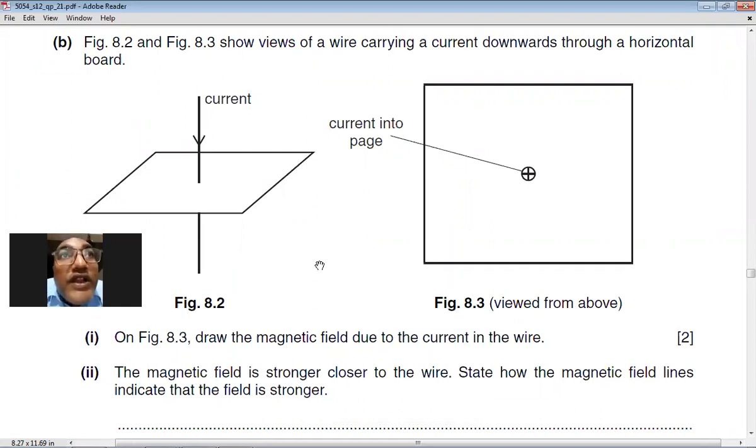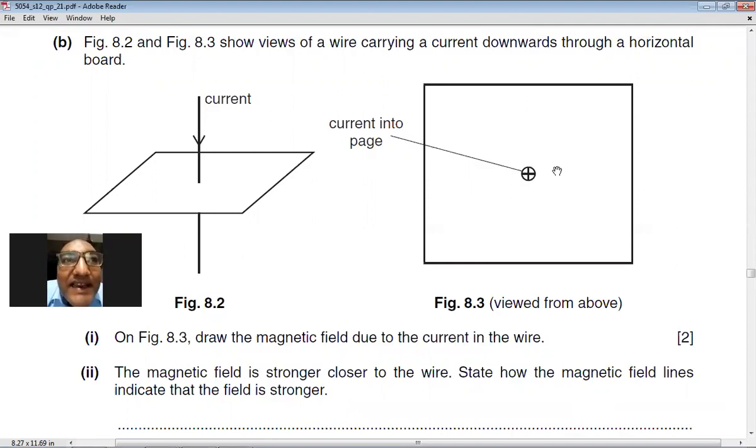Figure 8.2 and figure 8.3 show views of a wire carrying a current downward through a horizontal board. On figure 8.3, draw the magnetic field due to current in the wire. So in figure 8.3, you can see the wire is represented with a cross. And when a wire is represented with a cross, it means that the current is going into the page or into the screen.